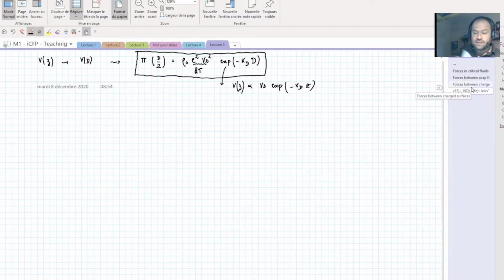So here you see that we have a pressure which decreases exponentially with the distance between the two plates, and also a pressure which is positive, which is a sign that two surfaces of the same sign will repulse.